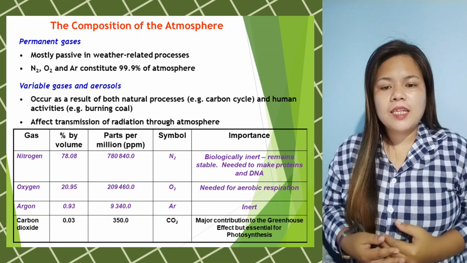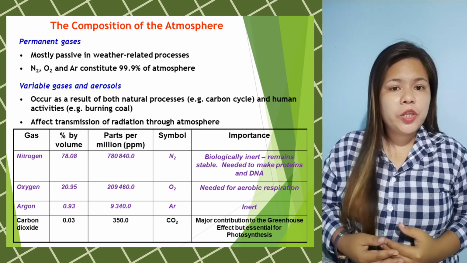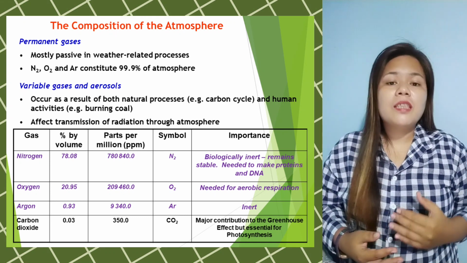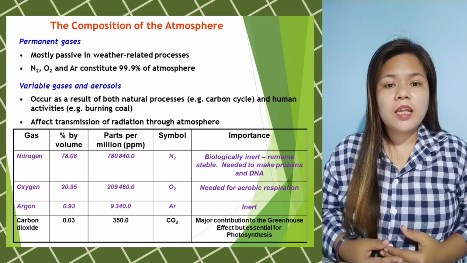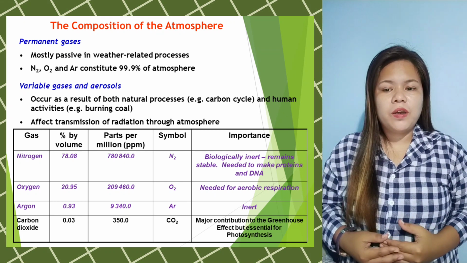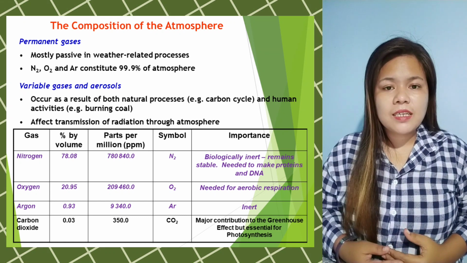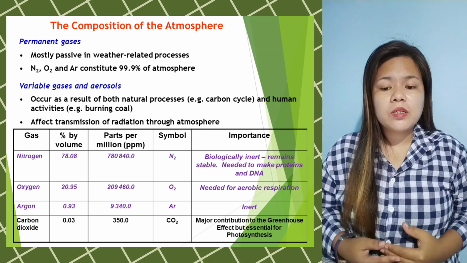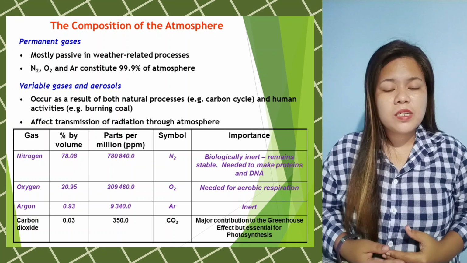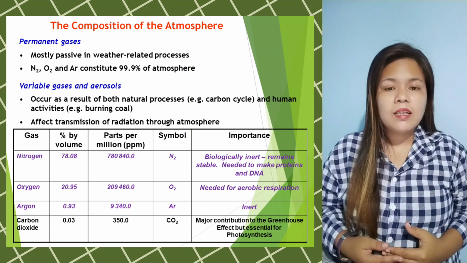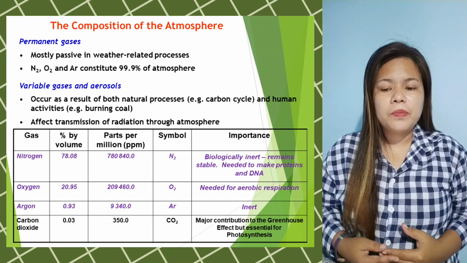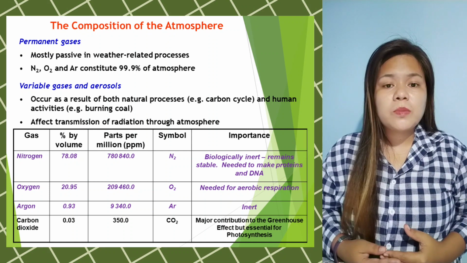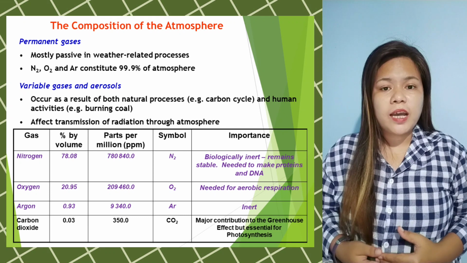The permanent gases are mostly passive in weather-related processes. Nitrogen, oxygen, and argon constitute 99.9% of the atmosphere. The variable gases and aerosols occur as a result of both natural processes, for example the carbon cycle, and human activities, for example the burning of coal. And they also affect the transmission of radiation through the atmosphere.